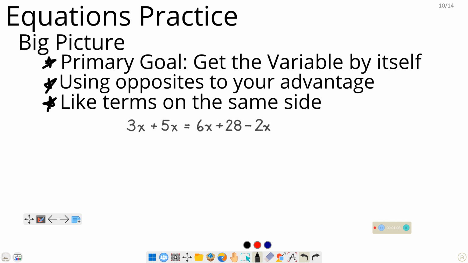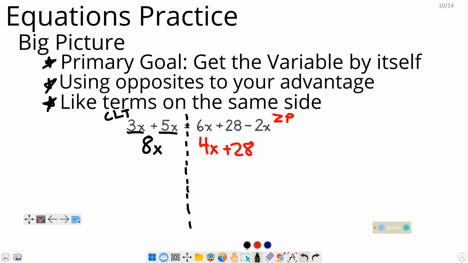I want you to notice here on the left side of the equation, I have a combine like terms. Notice 3x plus 5x is 8x. This is a combine like terms because they are both positive. I am adding them together on the same side. On the right-hand side, I want you to notice this is a zero pair. I have 6x minus 2x. That's a zero pair because they are opposites. So 6x minus 2x is 4x. Notice the number 28 did not change.